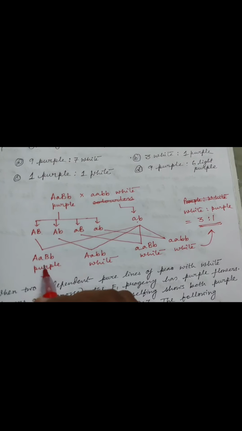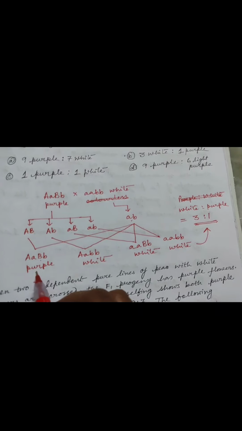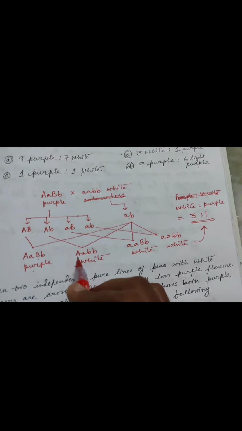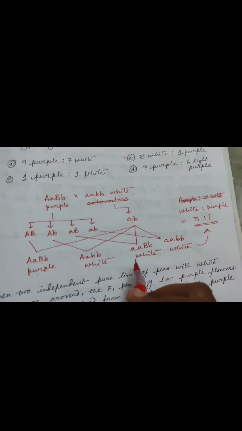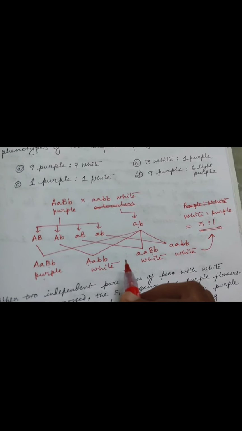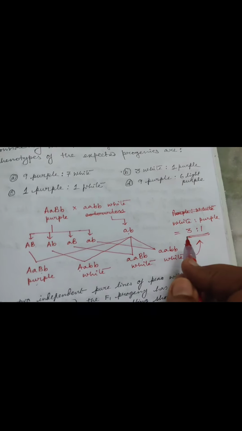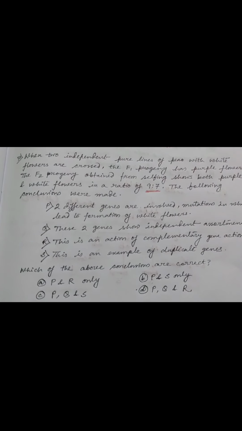When we cross these 4 types of gametes with this one gamete, four types of progenies will be produced. Among them where both the capital A and B are present, those will be purple colored, and others where only one dominant allele is present, or where no dominant allele is present, those will be white colored. So the ratio of white to purple flower will be 3:1. Okay, so the correct answer would be option B, 3 white flower and 1 purple flower. Got it? Now coming to question number 7.